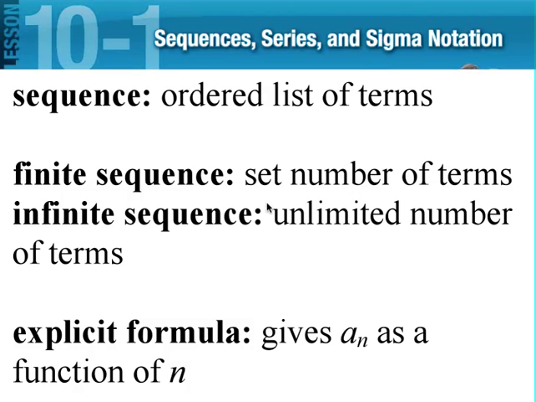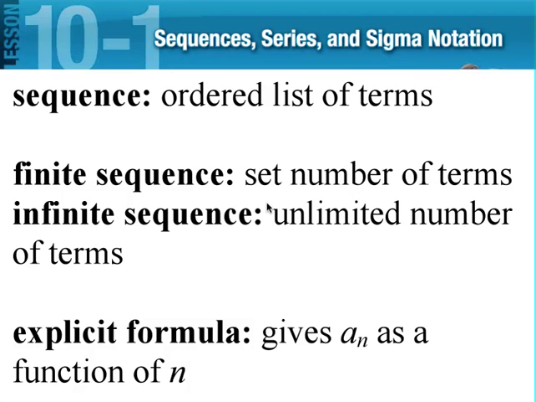Sigma notation. So first of all, we need to define what in fact a sequence is. A sequence is just an ordered list of terms, okay? It could be many terms, it could be a few terms. It's just an ordered list of terms. And so we're going to define what is known as a finite sequence.